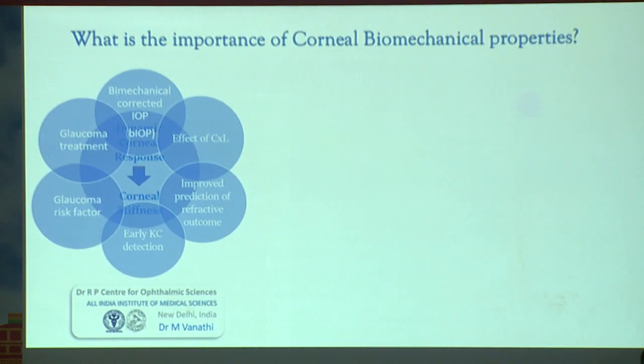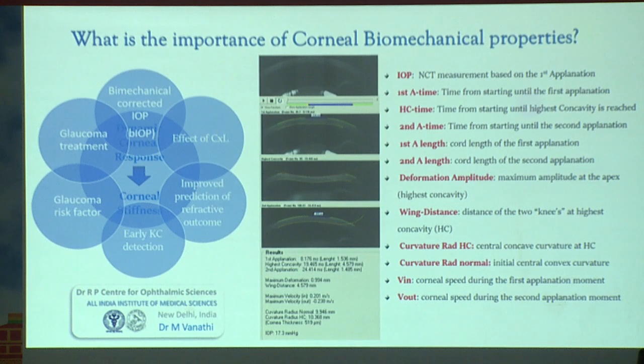But Corvis does help in giving us a biomechanically corrected IOP. It helps us assess collagen cross-linking and gives a better predicted outcome of the refractive procedure we are adopting. It helps in forme fruste and subclinical keratoconus detection, and has applications in glaucoma management as well. There are multiple parameters here.